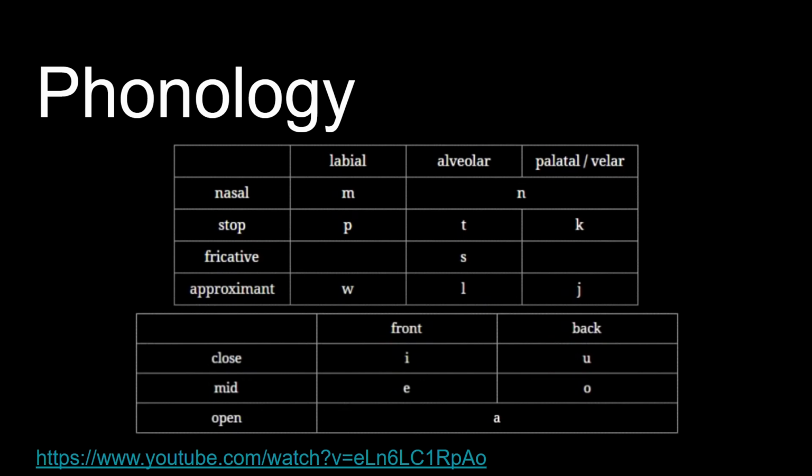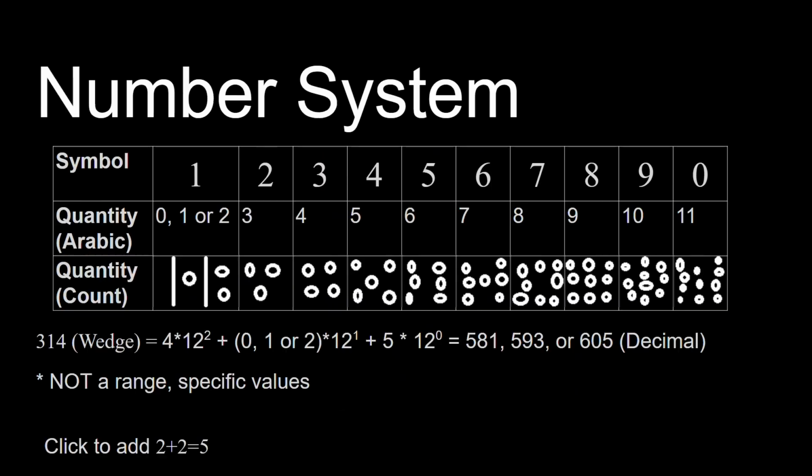The phonology Wedge settles on is rather simple. A slightly altered numeral system, base 12 with 2 unused digits, cuts the thread to unambiguous calculation.